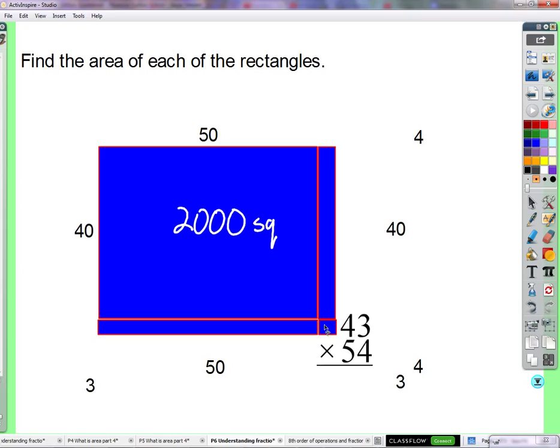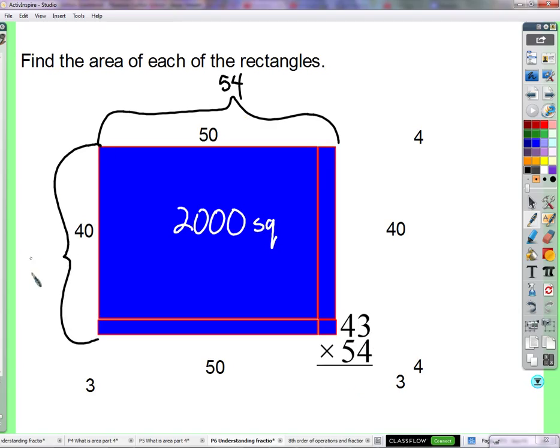Beautiful. Now, how long is this side? 54. How long is this side? 43. So the area of this rectangle represents a multiplication of what two numbers? 54 and 43. Okay. When we do multiplication like this, we're really doing all of these things, but that's not very apparent. You don't really see that when you do these steps.